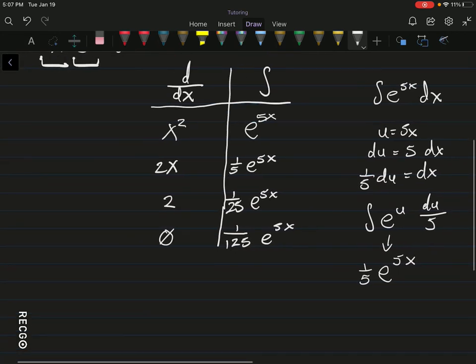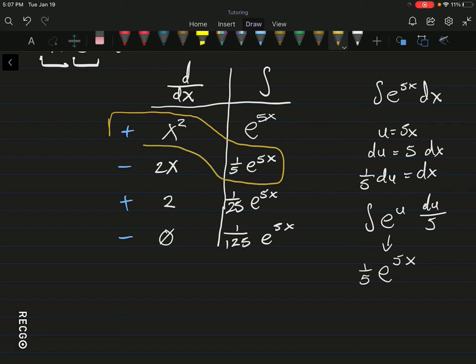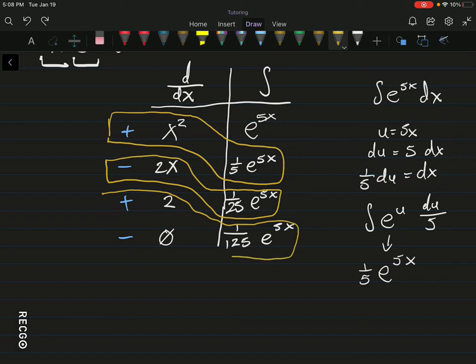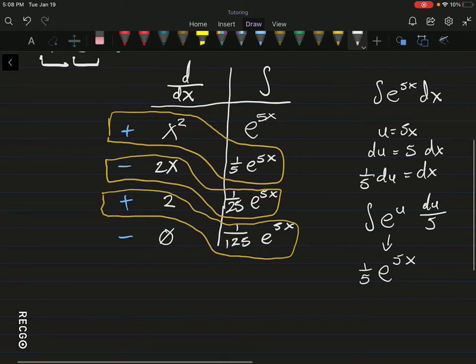Okay. Now we have signs. The first one is plus, second one is minus, plus, minus. Now the next thing that we want to do here is we're going to go ahead and multiply the diagonals. So we're going to take this, multiply by this. We're going to take this, multiply by this. We're going to take this, and multiply it by this. Okay, so let's go ahead and multiply them.